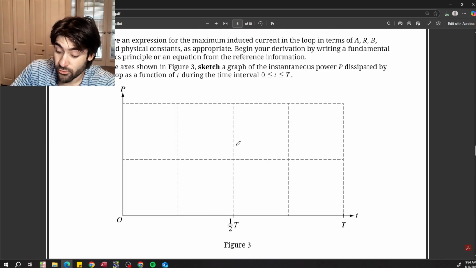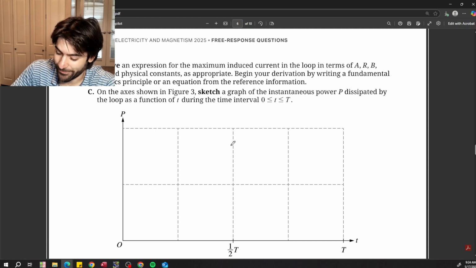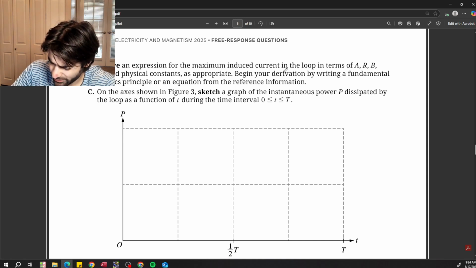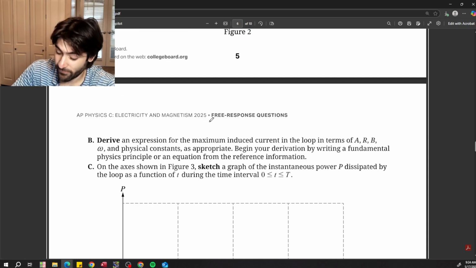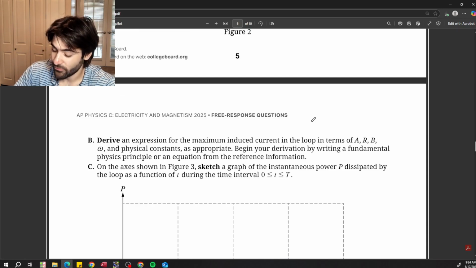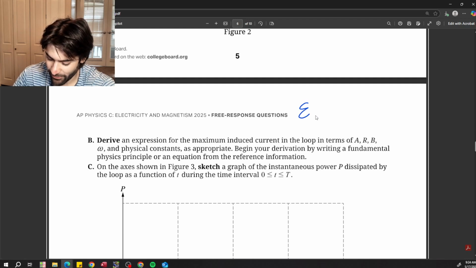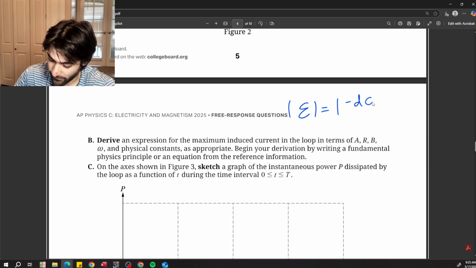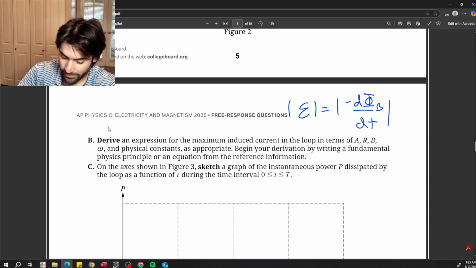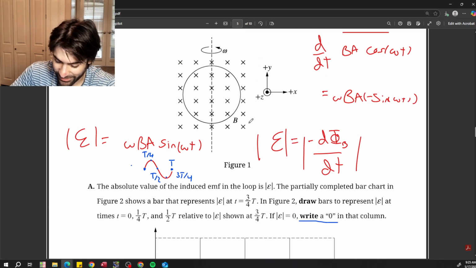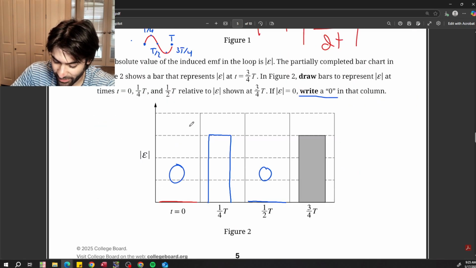Right. Derive an expression for the maximum induced current in the loop in terms of A, R, B, omega, and physical constants as appropriate. Begin your derivation by writing a fundamental physics principle or equation. So they want the expression for the induced current. Again, we can get that from the induced EMF that we just did earlier. That's just going to be the absolute value of the derivative of magnetic flux over time, which we already did. It was omega BA sine omega t.